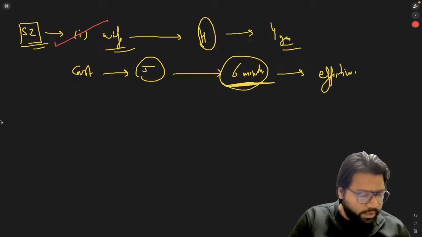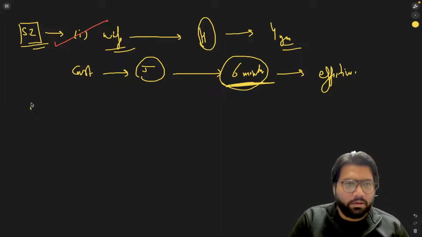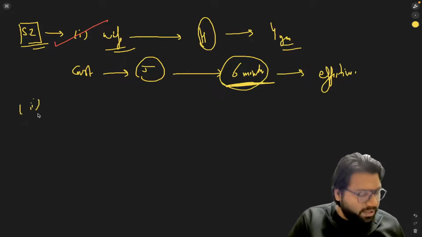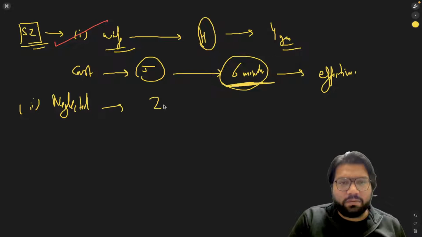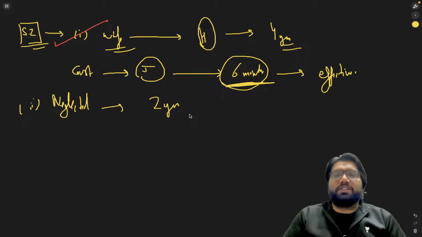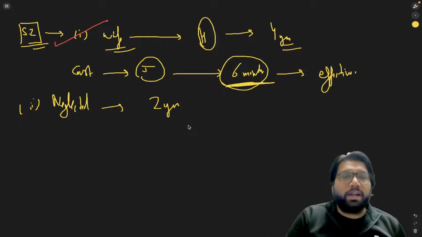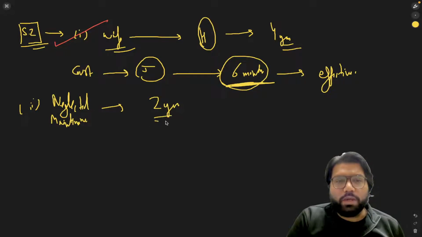The next ground is the second one. Now I'm going to give you some keywords so that you can remember this. If the husband neglected the wife, that is for 2 years. If the husband neglected or does not provide maintenance, neglected in what sense? Maintenance. For 2 years.